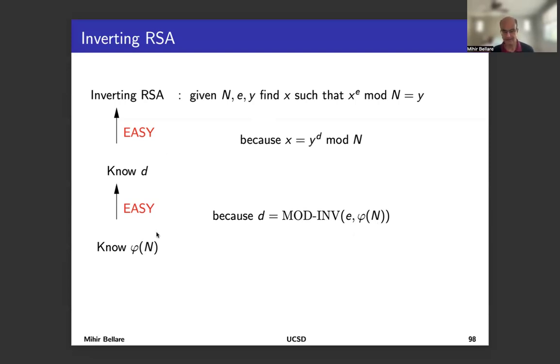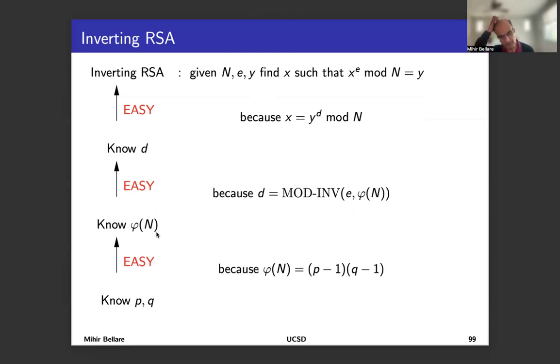Well, do we still have mathematical help? Well, we actually do, because we had a formula for phi of n. Remember that a couple of slides back, we said that when n is a product of two primes p and q, as we assumed here, phi of n is p minus 1 times q minus 1. So it's very easy to compute phi of n. It's just a multiplication.